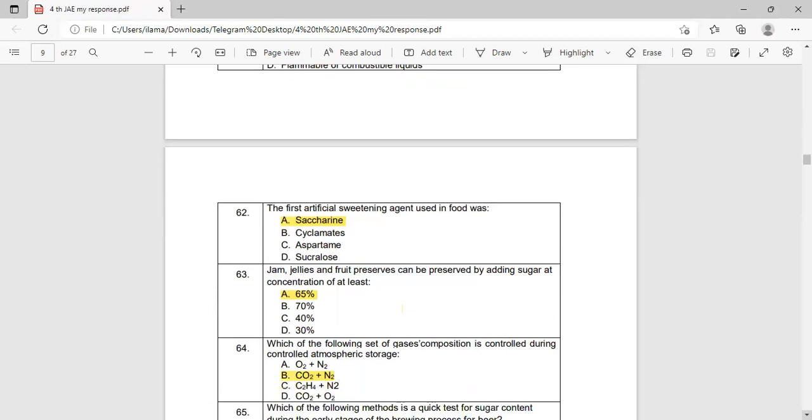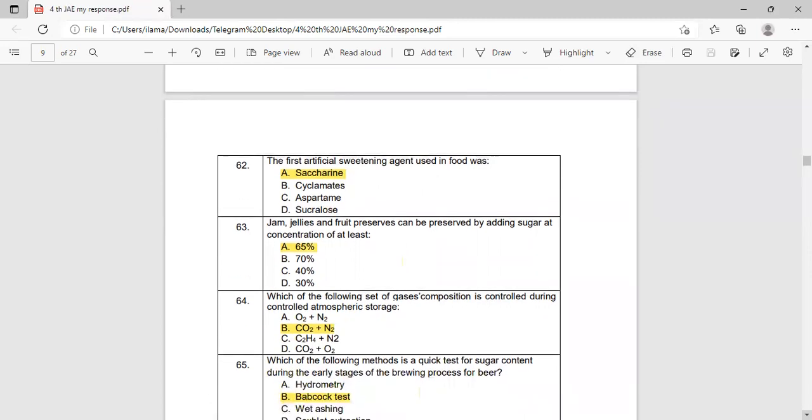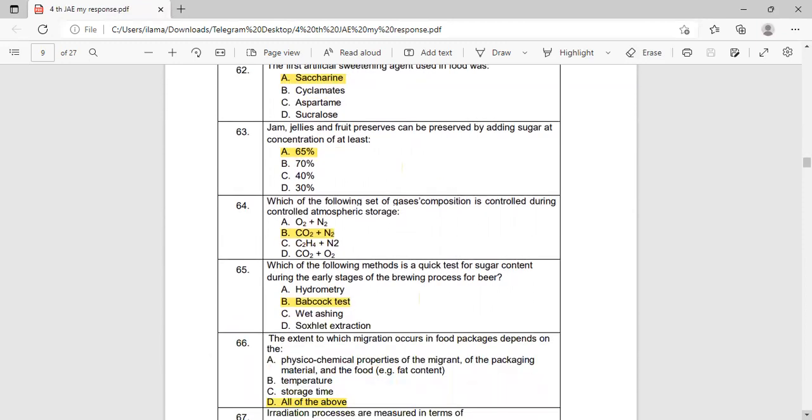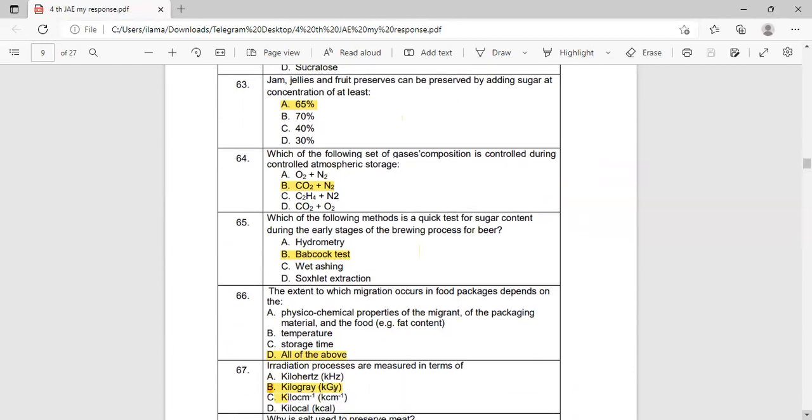Which of the following sets of gaseous composition is controlled during controlled atmospheric storage? CO2 plus N2. Which of the following methods is a quick test for sugar content during the earlier stages of brewing beer? Babcock test? And the extent to which migration occurs in food depends upon all the parameters like physicochemical properties of the migrant, temperature, and storage time.